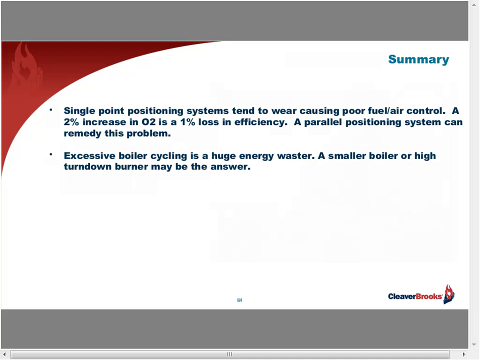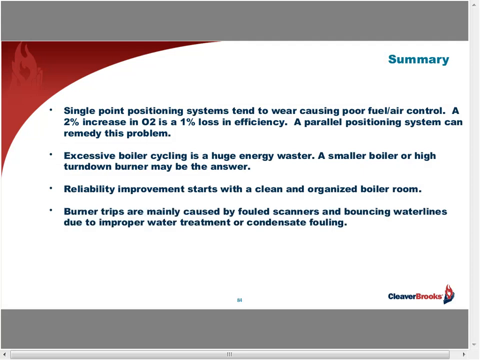Be it a retrofit of high turn-down parts on an existing burner or a brand new burner, there could be excellent payback. Take a look at the net present value and the internal rate of return. You might be surprised. Reliability improvement starts with a clean and organized boiler room. Burner trips are mainly caused by fouled scanners and bouncing water lines due to improper water treatment or condensate fouling. Those trips will oftentimes require manual resets, and that boiler operator may not be in that boiler room. You could be down for a long time.